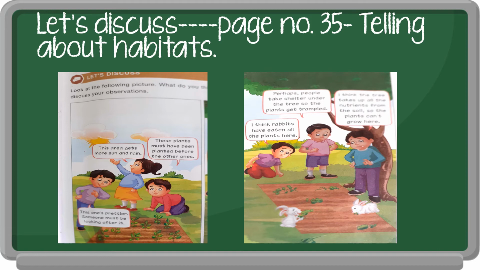So you can see, you can compare these two habitats. In one habitat, the plants are growing so nicely because they are getting proper sunlight and proper water. Somebody is taking care of these plants. That's why they are growing so nicely in this.